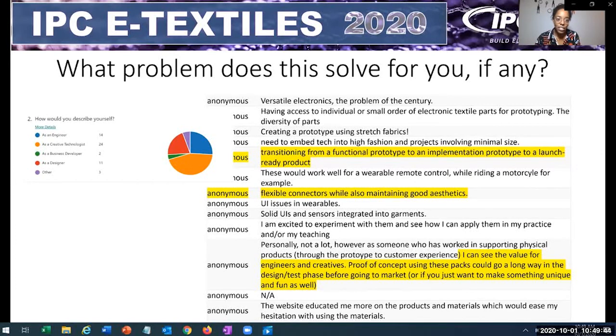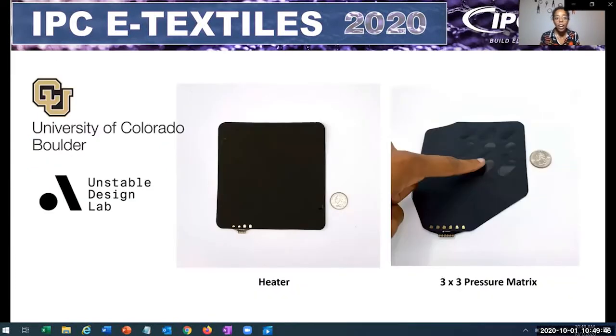and other people can identify this too. So from there, we started working with the University of Colorado Boulder in their Unstable Design Lab to do beta testing hands-on. And of course, during COVID, everything was remote. So we sent out a bunch of parts to different designers and engineers to get their feedback on the parts that we were making. And we found the designers were really gravitating towards the heating application.